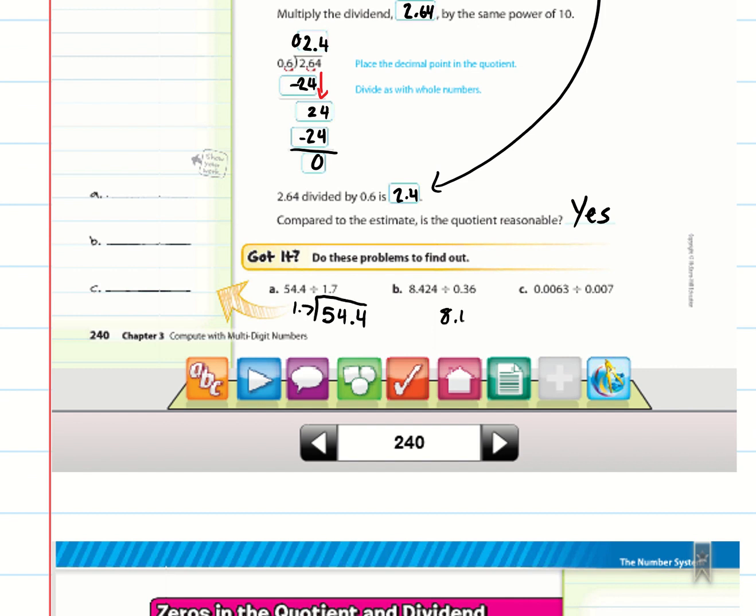We have 8 424 thousandths divided by 36 hundredths. And then we have 63 10,000ths divided by 7,000ths. And remember, we're moving the decimal place of the divisors so that these are whole numbers, and you move the same amount in the dividend. So go ahead and pause the video and try out these problems.